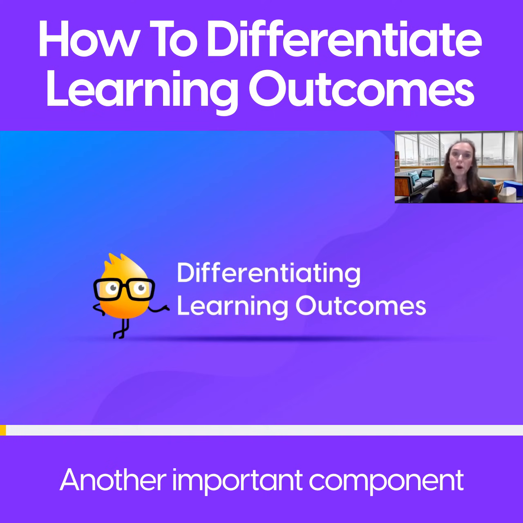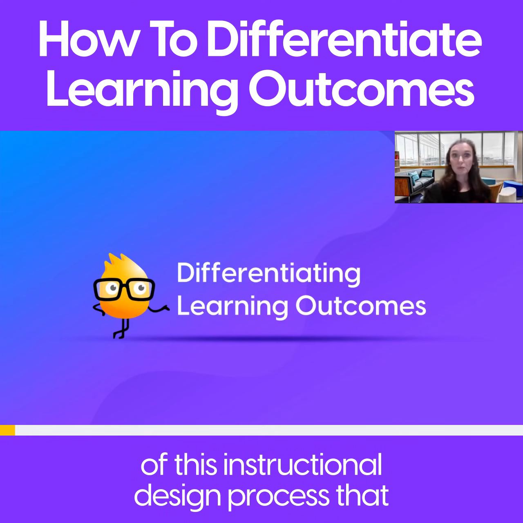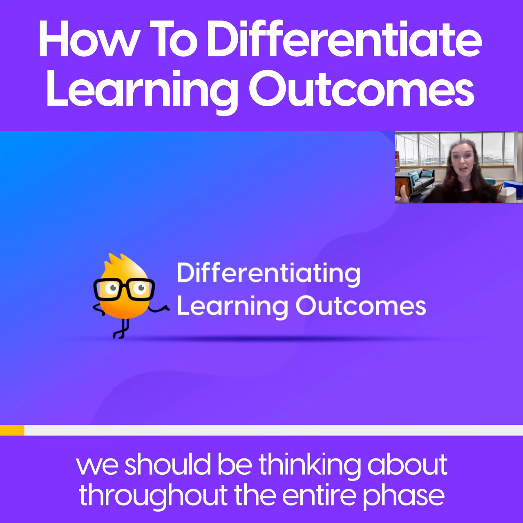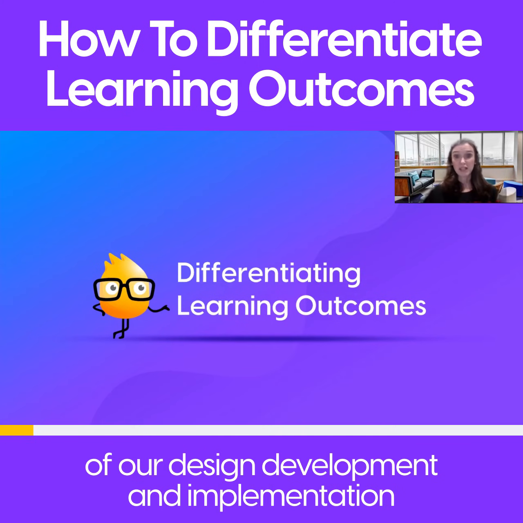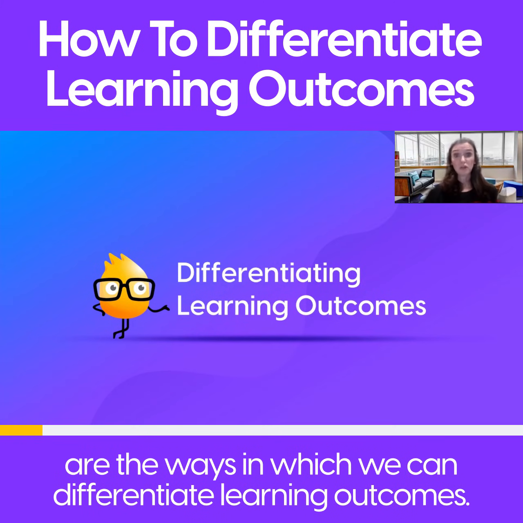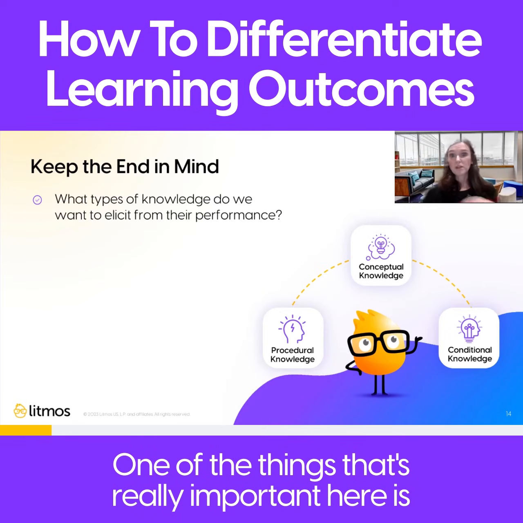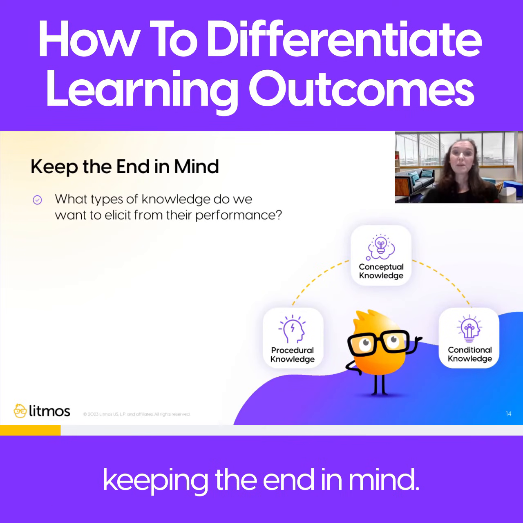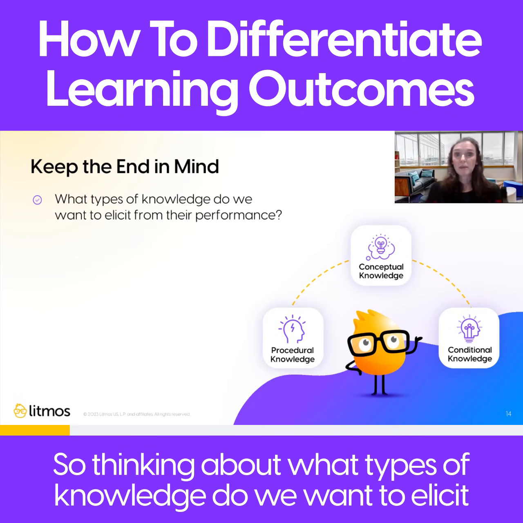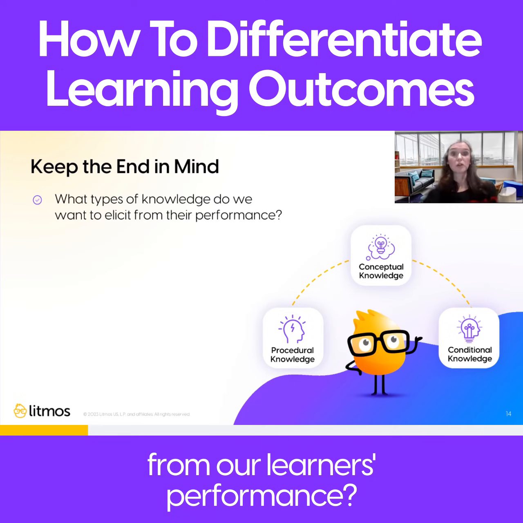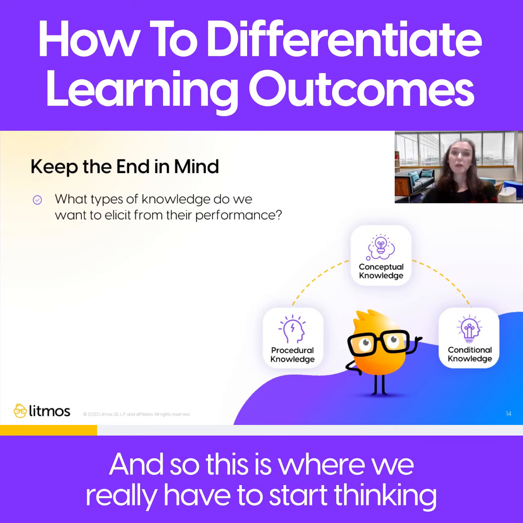Another important component of this instructional design process that we should be thinking about throughout the entire phase of our design, development, and implementation are the ways in which we can differentiate learning outcomes. One of the things that's really important here is keeping the end in mind. So, thinking about what types of knowledge do we want to elicit from our learners' performance? And so, this is where we really have to start thinking.